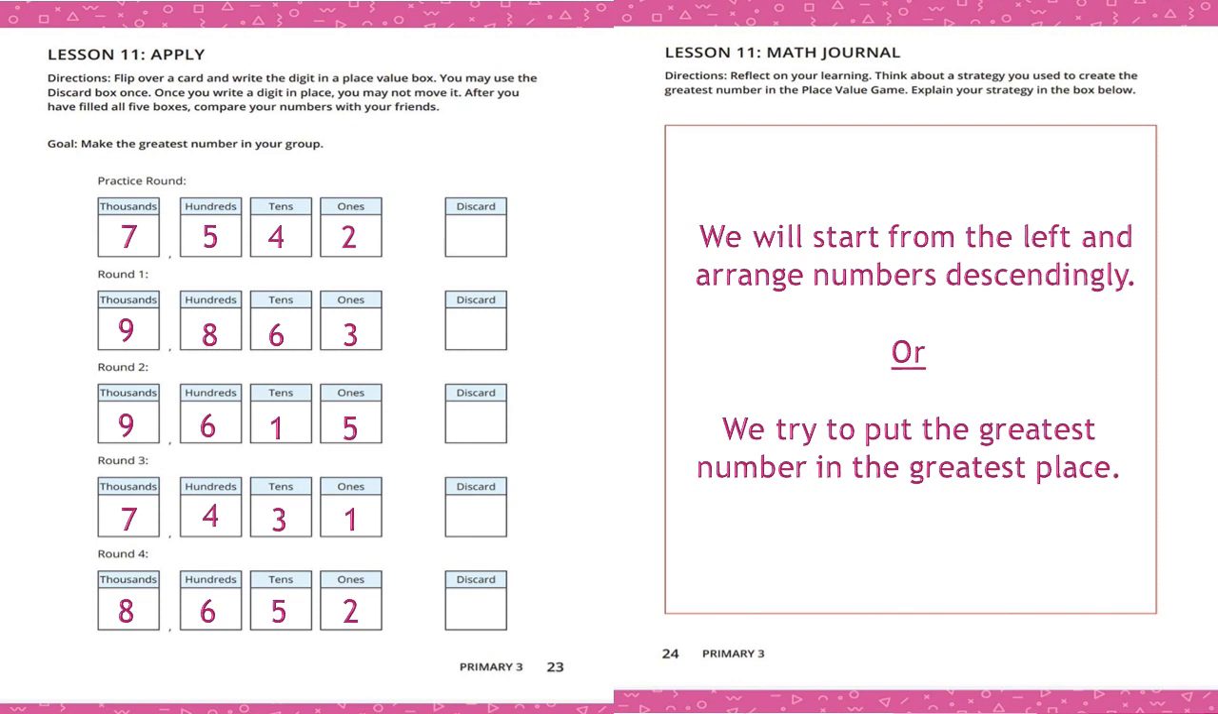The next page, our math journal. Reflect on your learning. Think about a strategy you used to create the greatest number in the place value game. Explain your strategy in the box below.